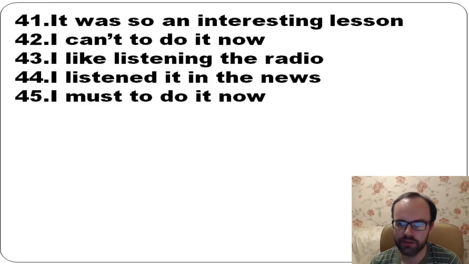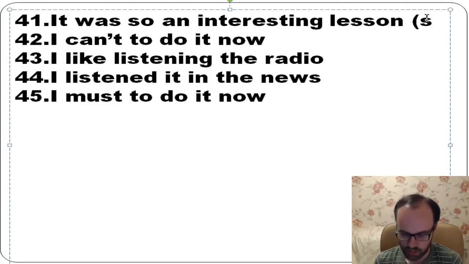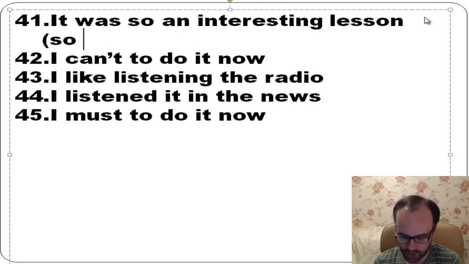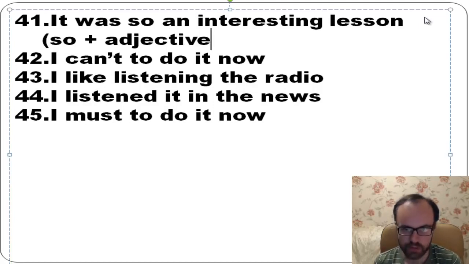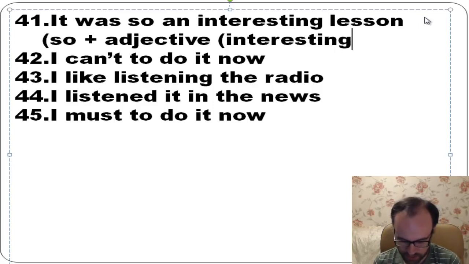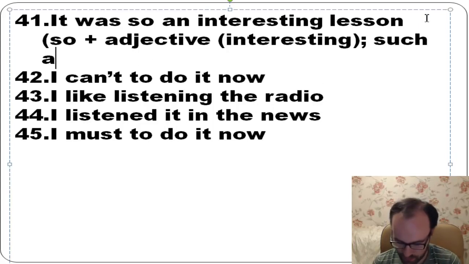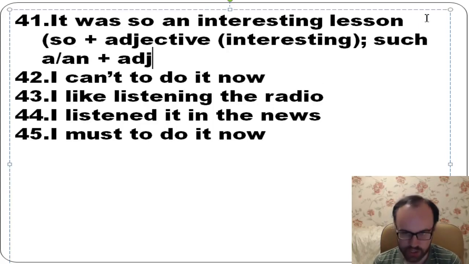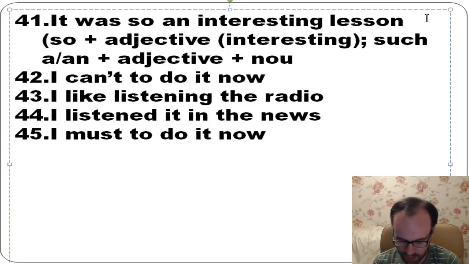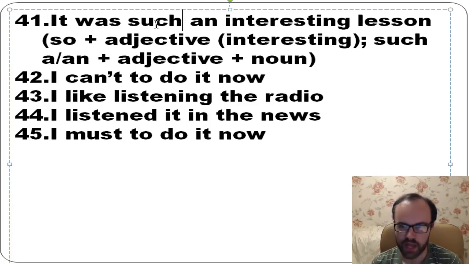It was so an interesting lesson. So where is the mistake? So plus adjective. For example, so interesting. You know that interesting is an adjective. Or there is another structure. Such a, such an plus adjective plus noun. So if you have a noun after the adjective, you need to use such. So it was such an interesting lesson.